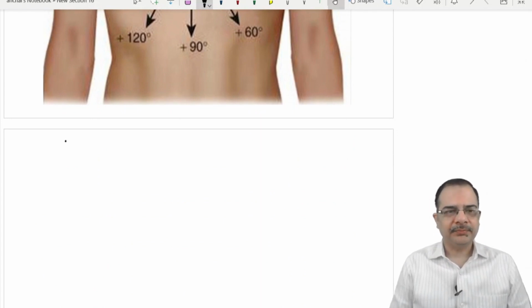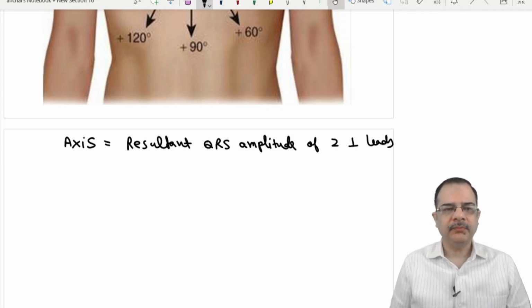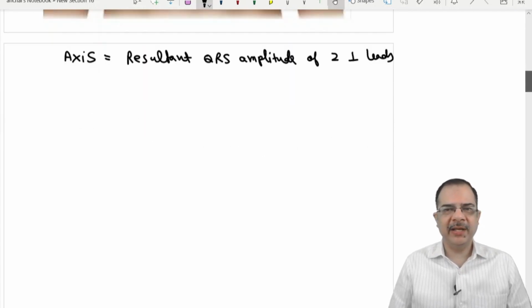The axis is calculated as the resultant QRS amplitude. It is a resultant QRS amplitude of two perpendicular leads. And just for convenience we take lead 1 and AVF.